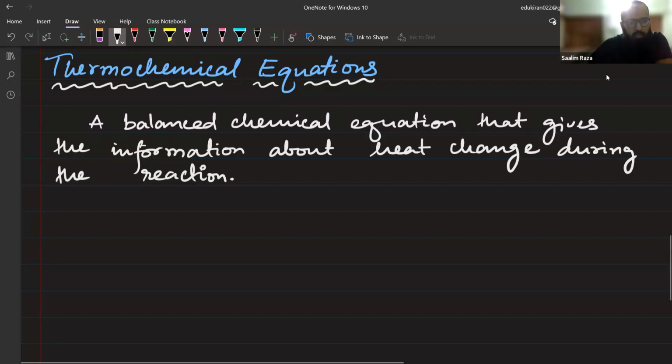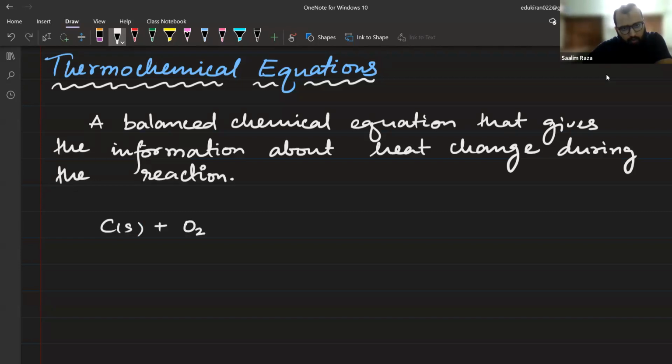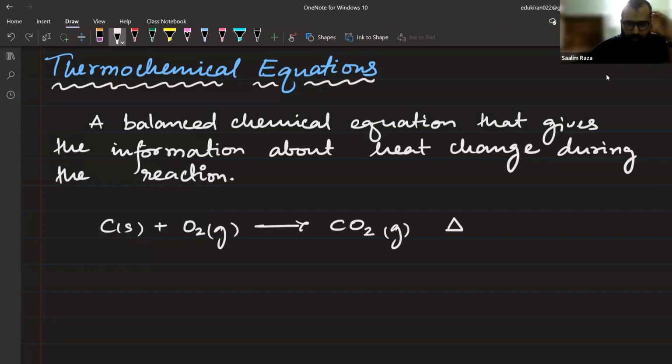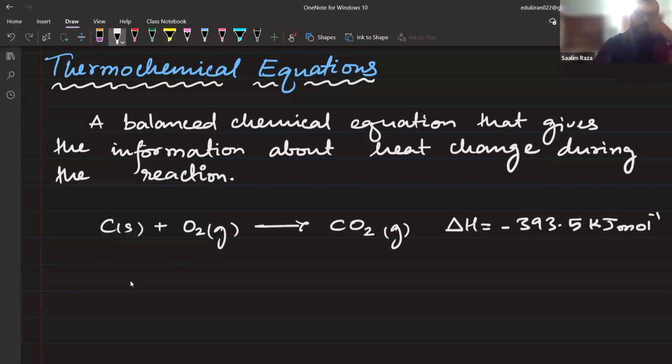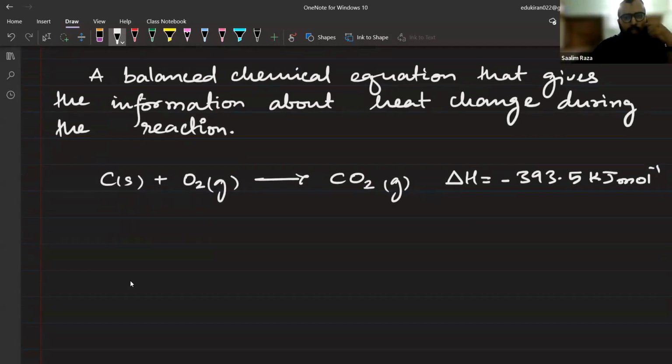So for example, I have carbon, which will be in solid, plus O2, which will be in gas. Both of these will react and give you carbon dioxide gas, CO2. This particular reaction is a combustion reaction. As you can see, it is a reaction with oxygen. In this case, we can write delta H equal to minus 393.5 kilojoule per mole. So obviously, when you have a negative sign, that means heat is being released, and this reaction is an exothermic reaction.